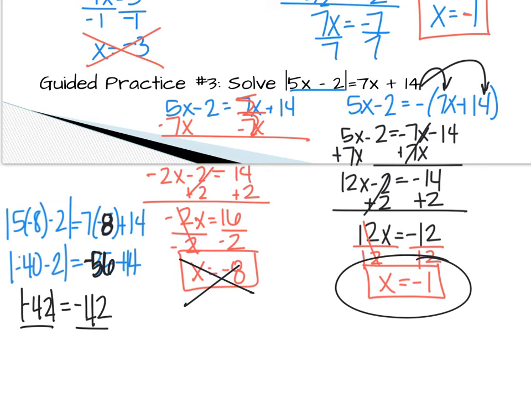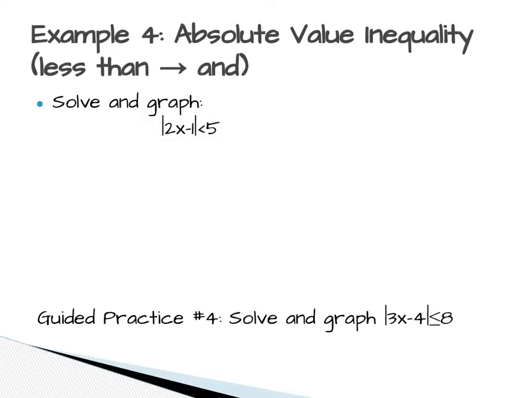Example 4, absolute value inequalities. Less than is and. I know none of that makes sense right now, but it'll help you remember. I have my little inequality. You still have to get absolute value by itself, and it already is. When you have less than, you're going to make that an and inequality.